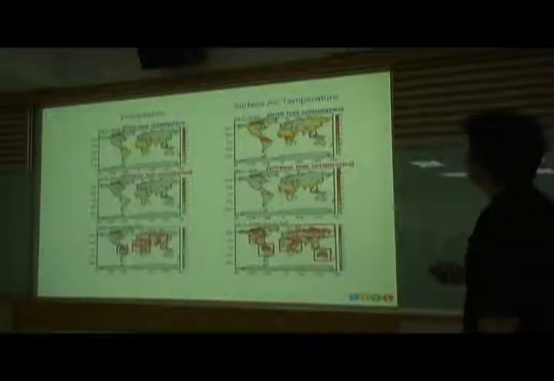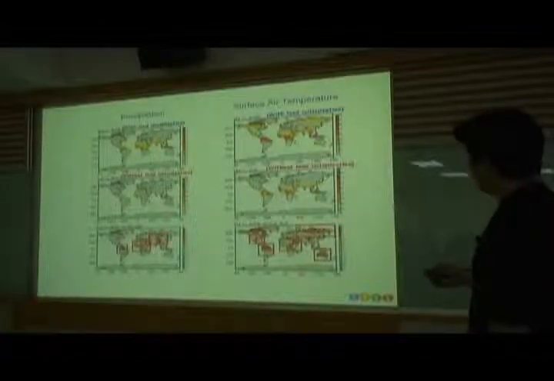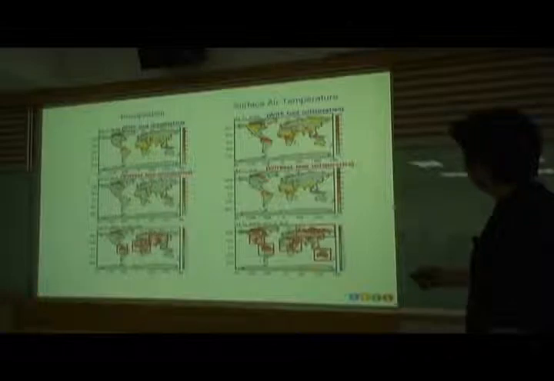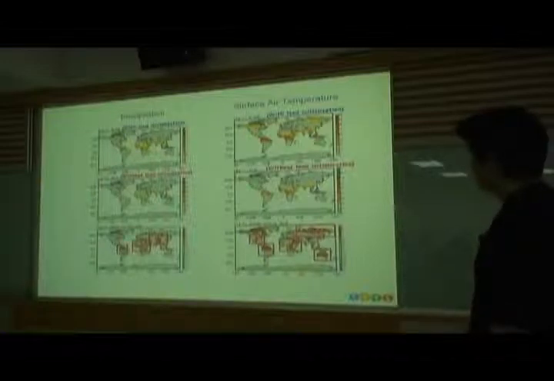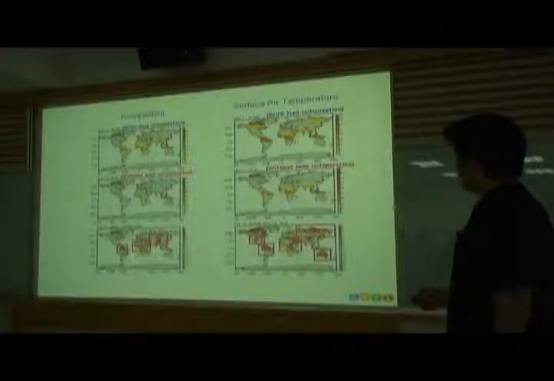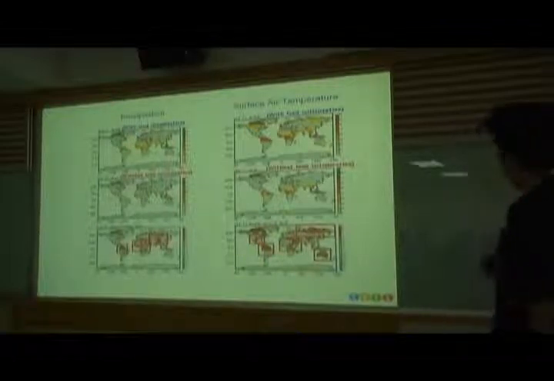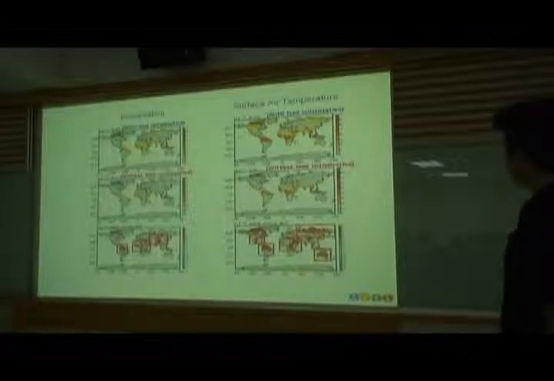This is a result. The upper panel is the result with land initializations. The high potential predictability is found in tropical latitudes. Here, this is without land initialization. So similar. This is the difference between the two. You can find the impact of land conditions here. High values observed here. This is the surface temperature case. It's much better than precipitation. This is the difference. There are many regions that show enhancement of potential predictability due to the land conditions. Large regions.